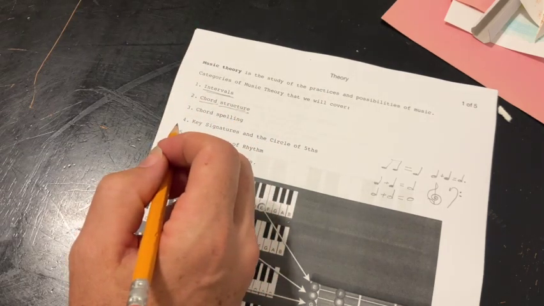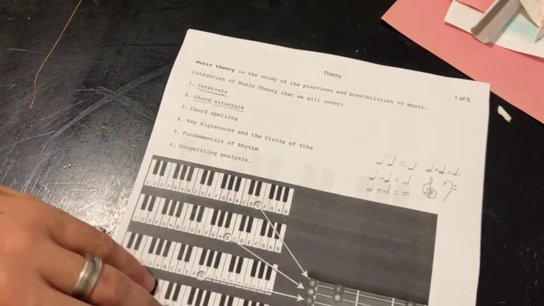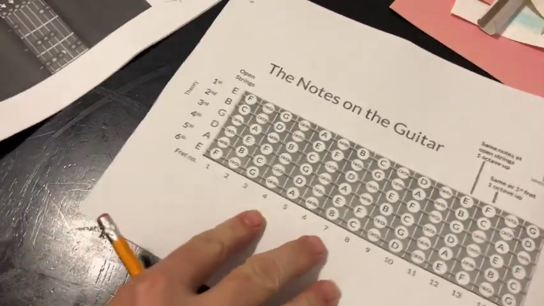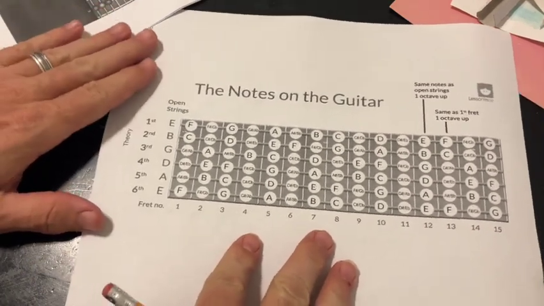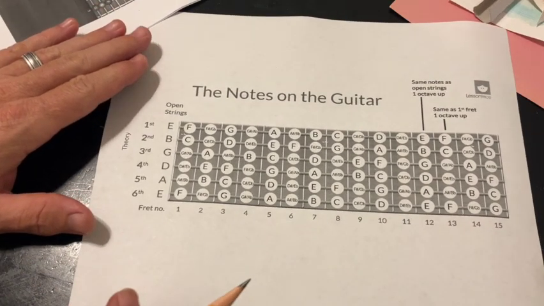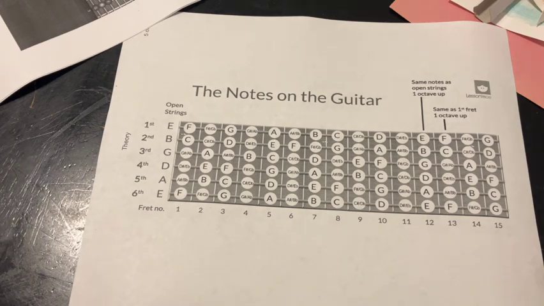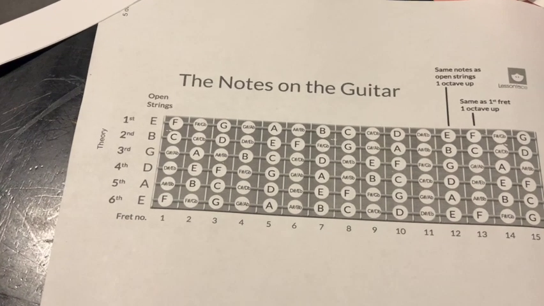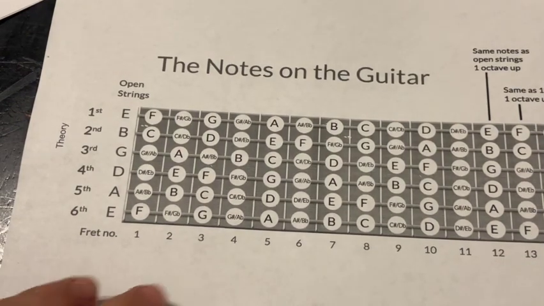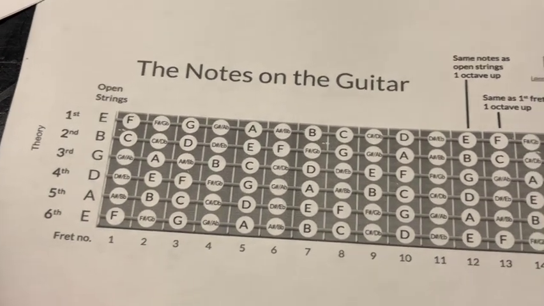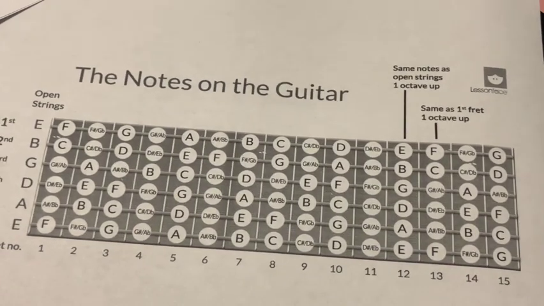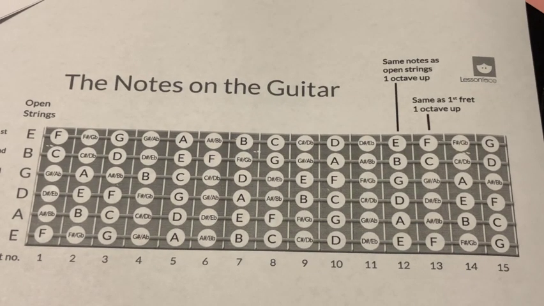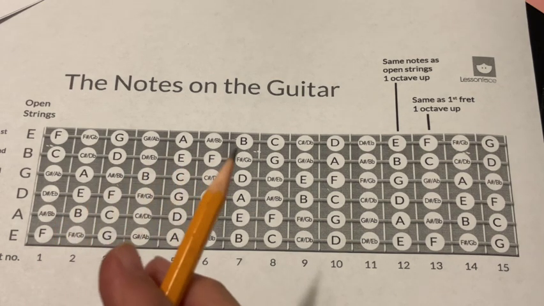But I think one of the most useful things is on the very last page in this pile of notes. If you hold it up long ways like this, it's all of the notes on the fretboard. I think this is pretty useful because as we build chords, it's good to know what notes I'm playing on what fret.